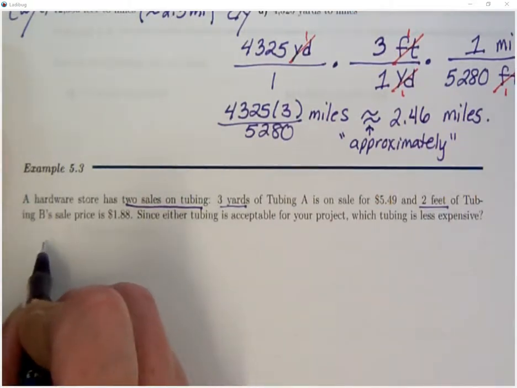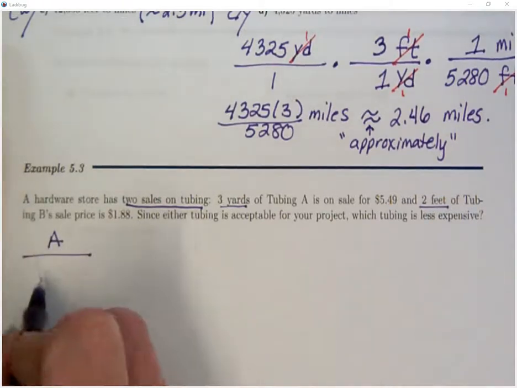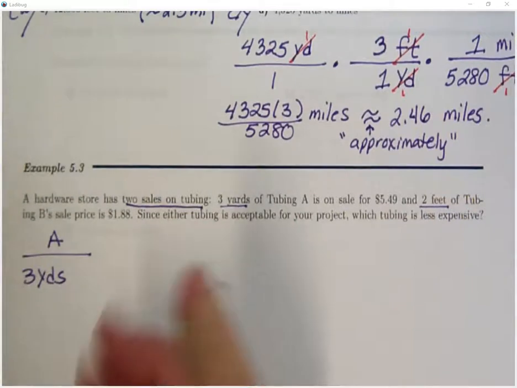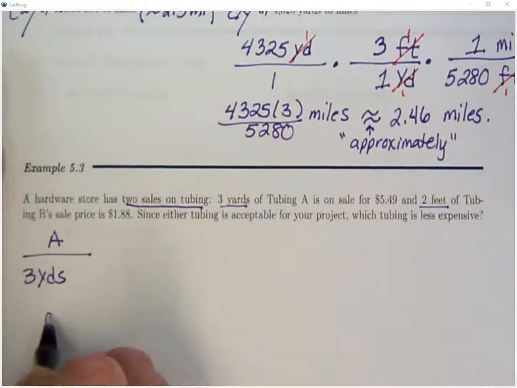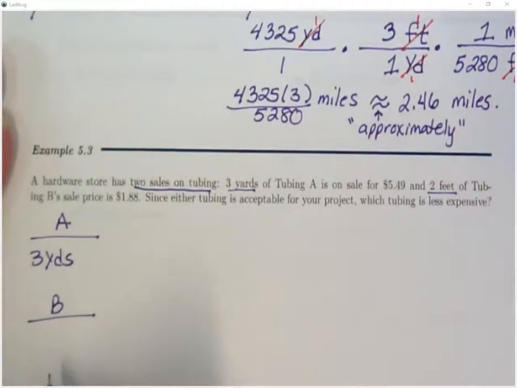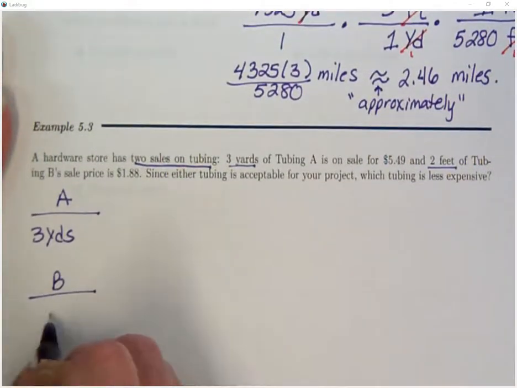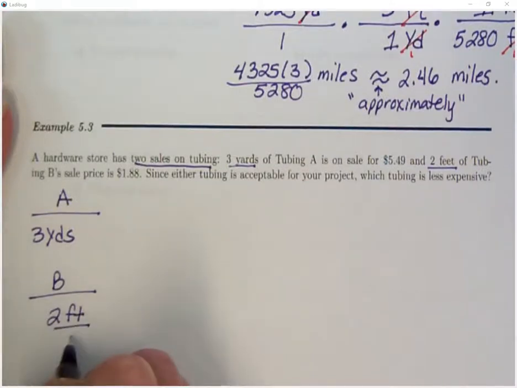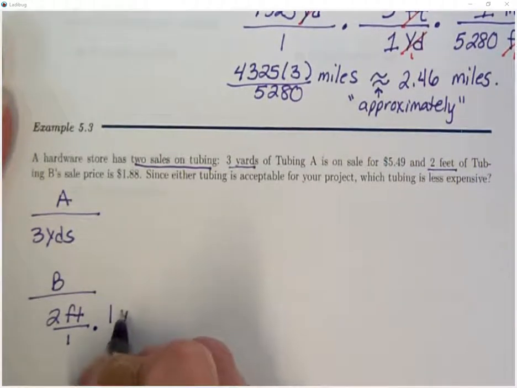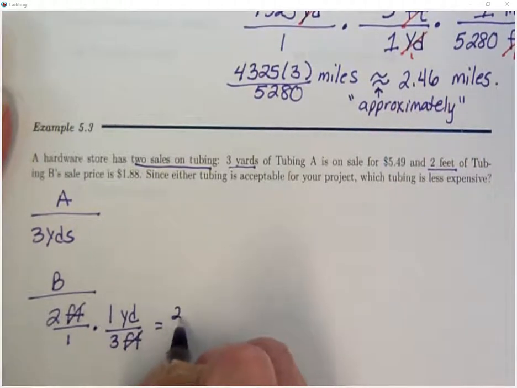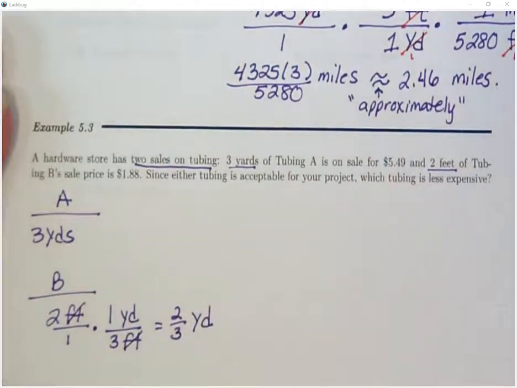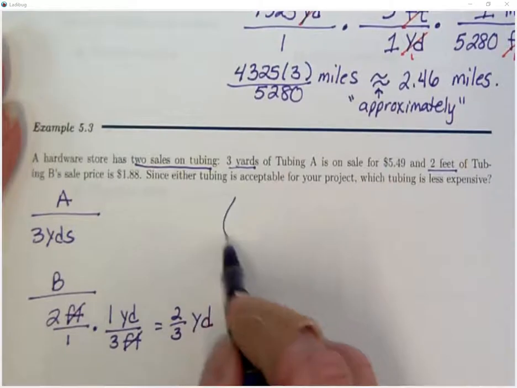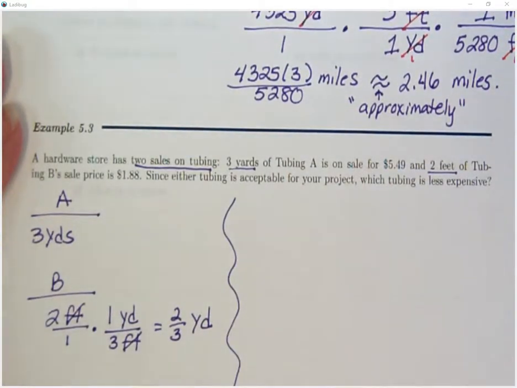So here's A. I'm going to convert that, so 3 yards, and I want to convert that just to leave it. I actually don't need to. B, I'm going to convert to have it from feet to yards, 2 feet over 1 times 1 yard over 3 feet is 2/3 of a yard. And again, that you could probably just do in your head just as easily as doing this out. Just want to show you the method.